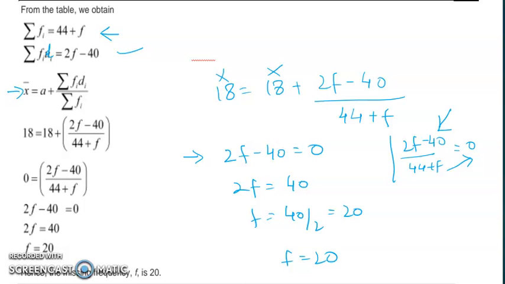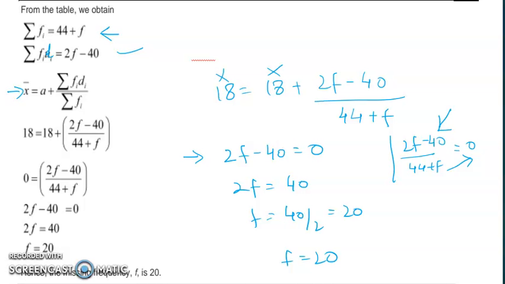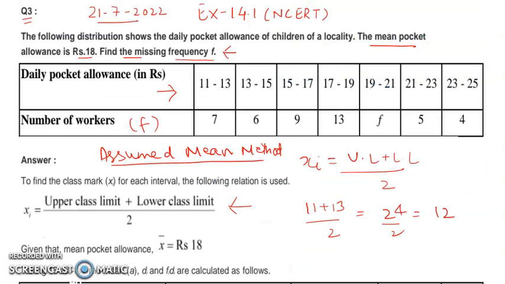Now you have to repeat this question in a fair register and try to solve other questions, students. I hope it is clear. You can complete this in this way. So all the best, study well, and don't waste your time, students.